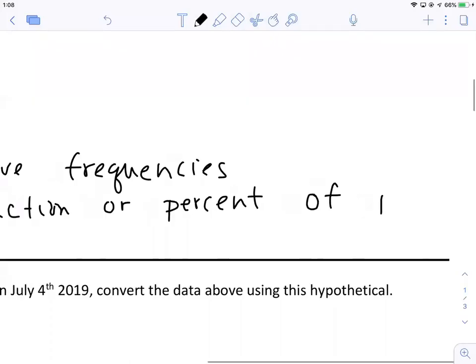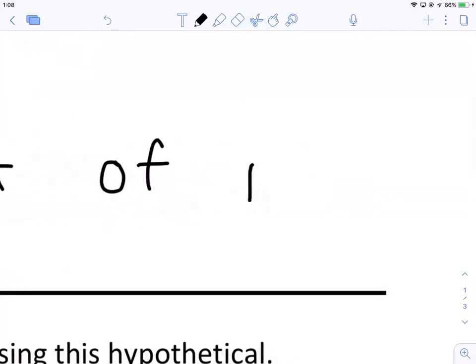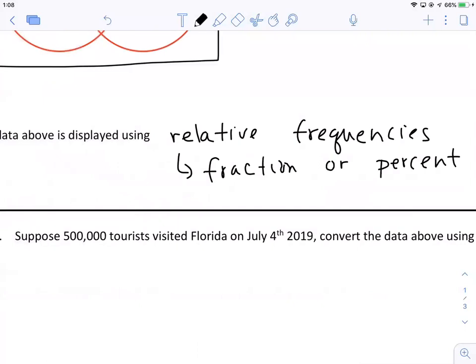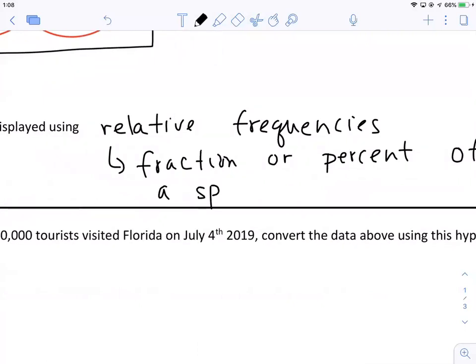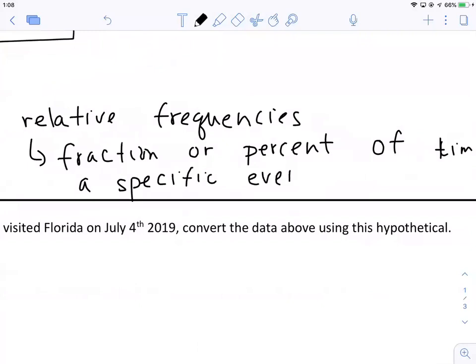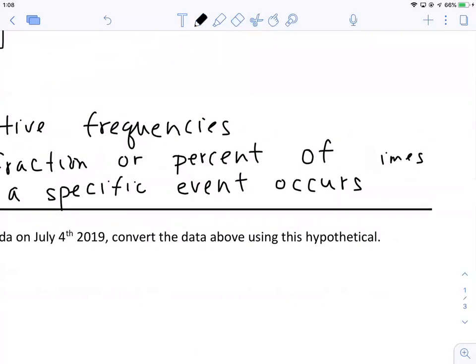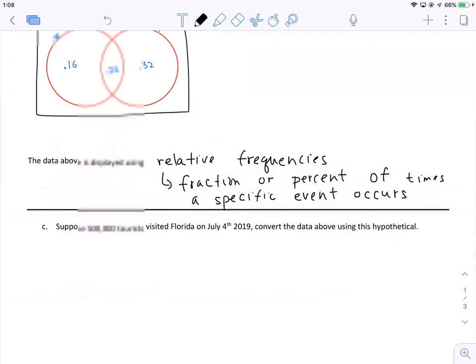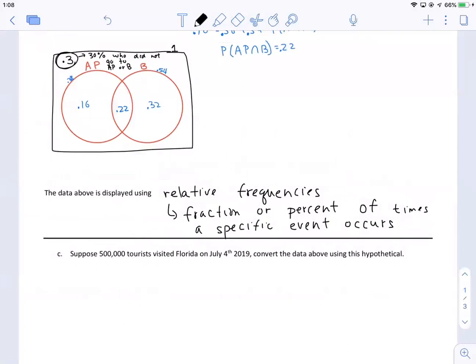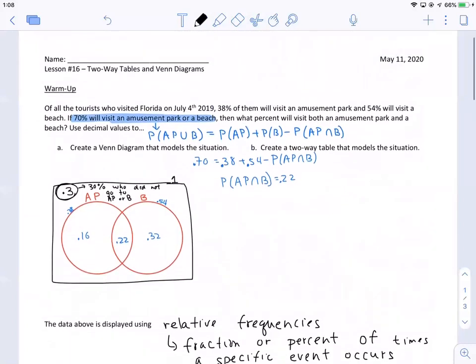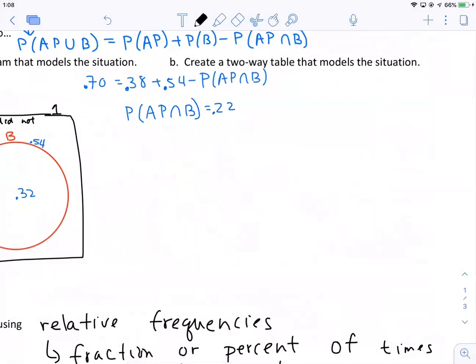So there it is. A fraction or percent of times a specific event occurs. Right, out of like the total number of events happening. So it's a fraction or a percentage. And let us make this into a two-way table.